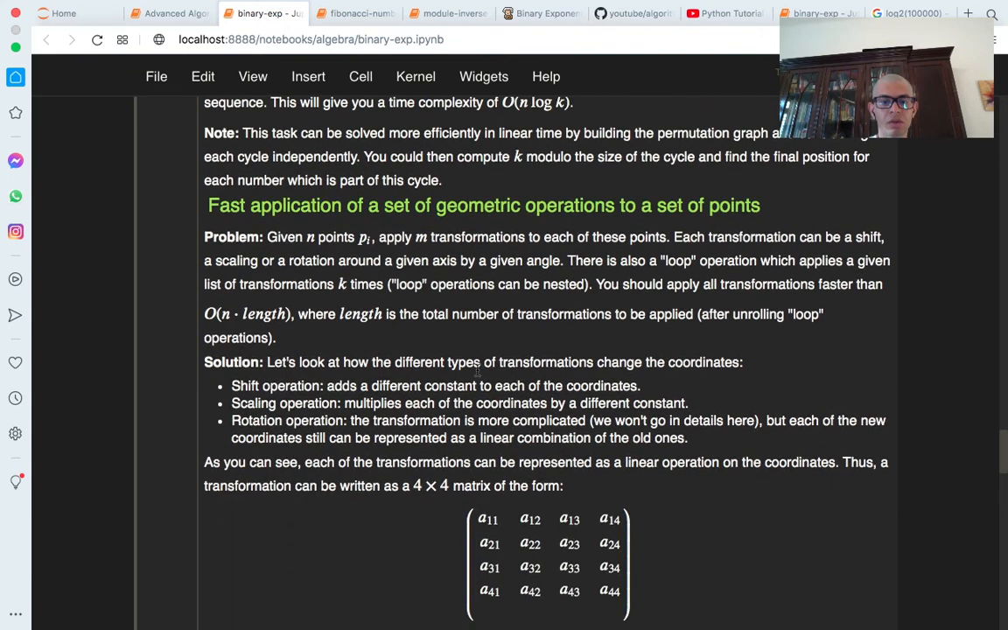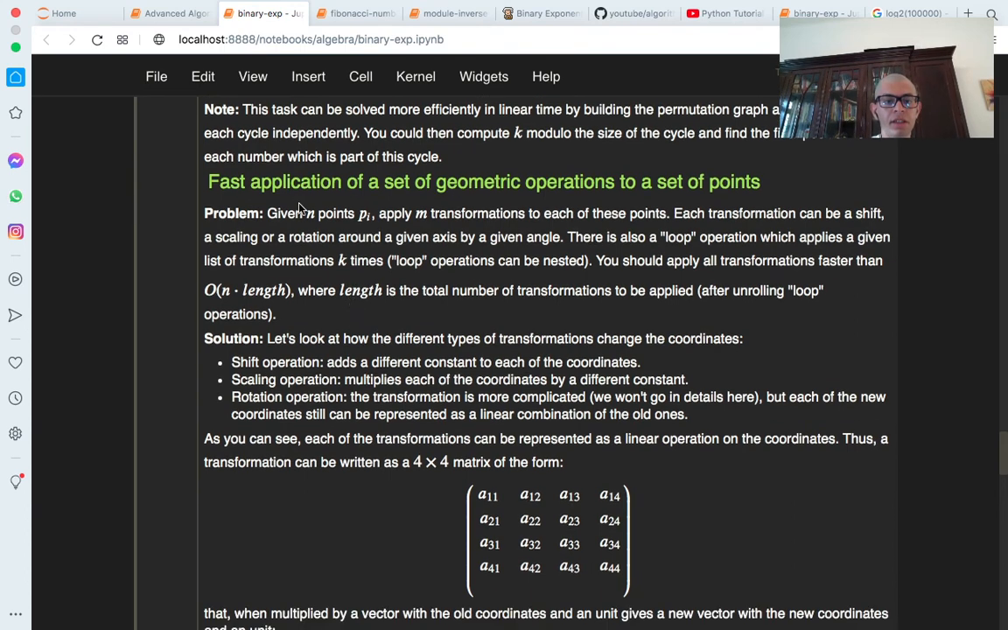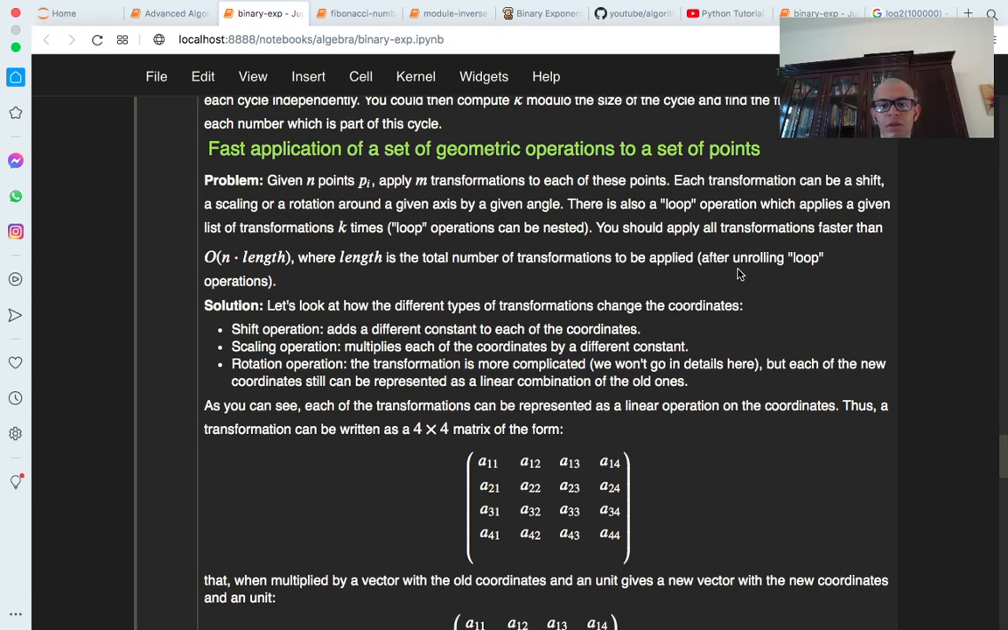Also, we can apply it to a set of geometric operations on a set of points. Given n points, apply m transformations to each of those points. Each transformation can be a shift, a scaling, or a rotation around a given axis by a given angle. There is also a loop operation which applies a given list of transformations k times. Loop operations can be nested.